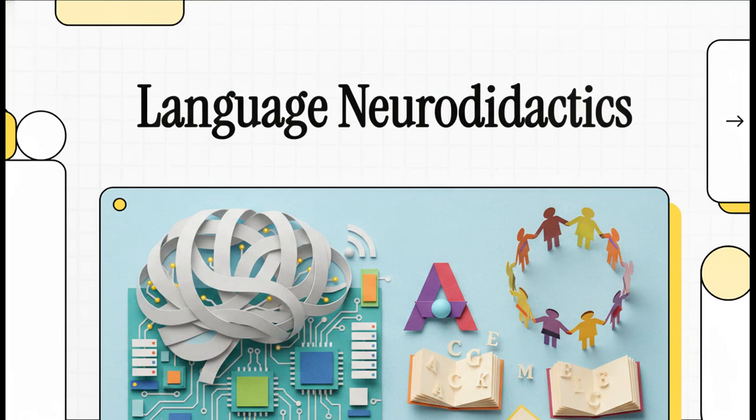Welcome to This Explainer. Neuroscience, inclusive design, and artificial intelligence are completely rewriting how the human brain acquires language. Today, we're unpacking a really comprehensive framework, a diploma in language neurodidactics. We're going to bridge the gap between biological brain function and what actually happens in the modern classroom.